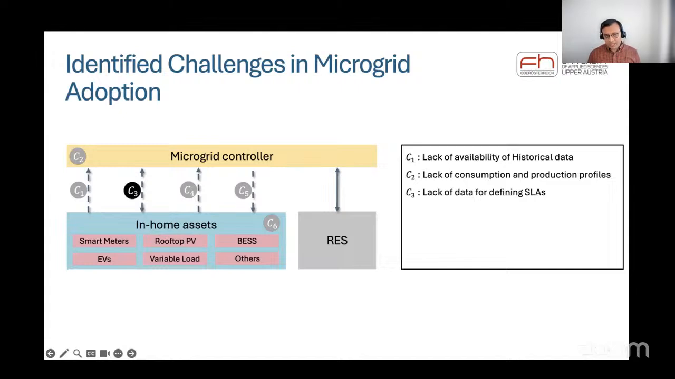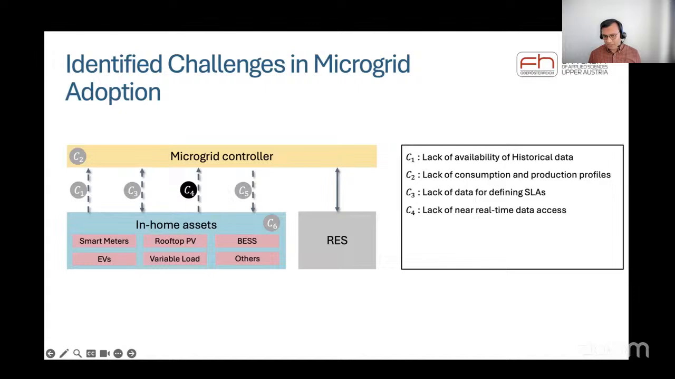The third challenge we identified is the lack of data for defining the service level agreements, SLAs. Often users in smart cities specifically have multiple value propositions beyond the unit price of the electricity itself. For example, it could be the power quality curve or the renewable share and so on. To verify the SLAs, additional data is usually required, for example, active power, reactive power, time of use, and many more.